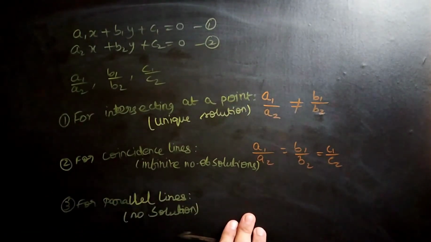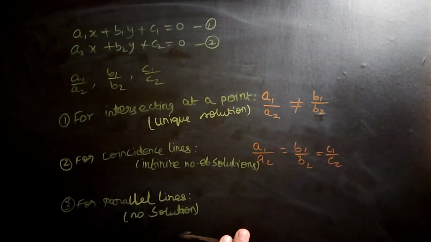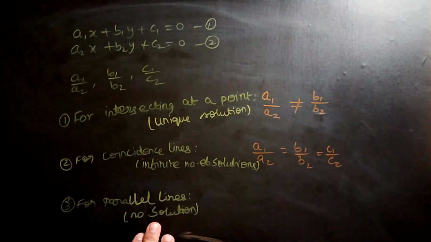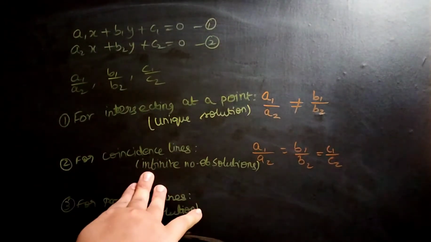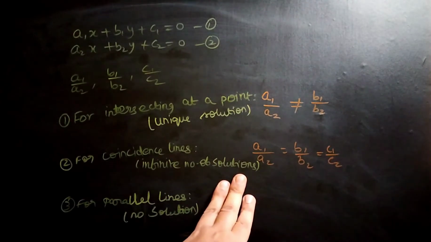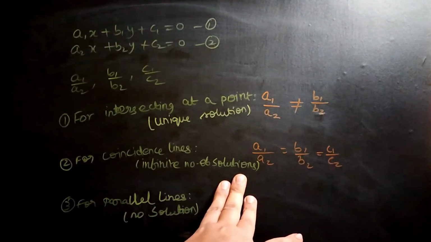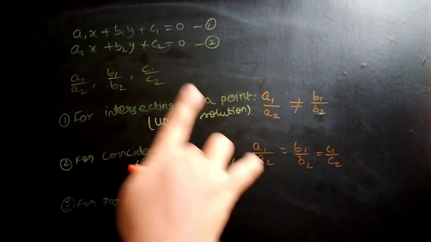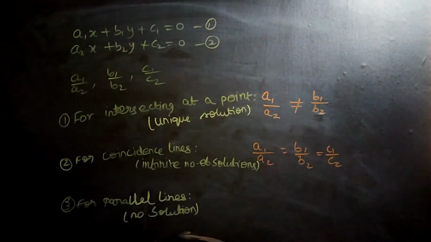For parallel lines, we cannot find the answer because they will not intersect at any point. So the solution cannot be found, so the number of solutions will be null, or no solution. For coincident lines, there will be more than one point, so there will be an infinite number of solutions. For lines intersecting at a point, we have only one solution, so it is a unique solution.